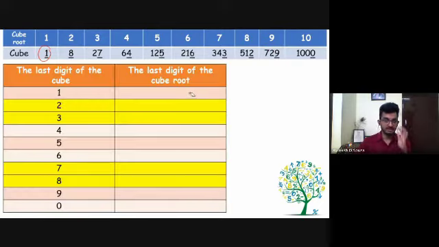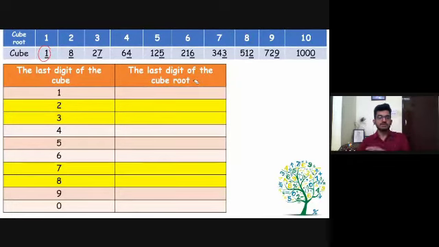So we will have to make a table now based on the last digit of the cube. Note that the cubes are written in the second row, and I have written the numbers from 1 to 9 as well as 0. The first column represents the last digit of the cube, whereas we have to fill the last digit of the cube root in the second column. So we will go with the first value here. First you have to see the row where there are cubes, then look for the corresponding entry in the cube root. So the last digit of the cube.